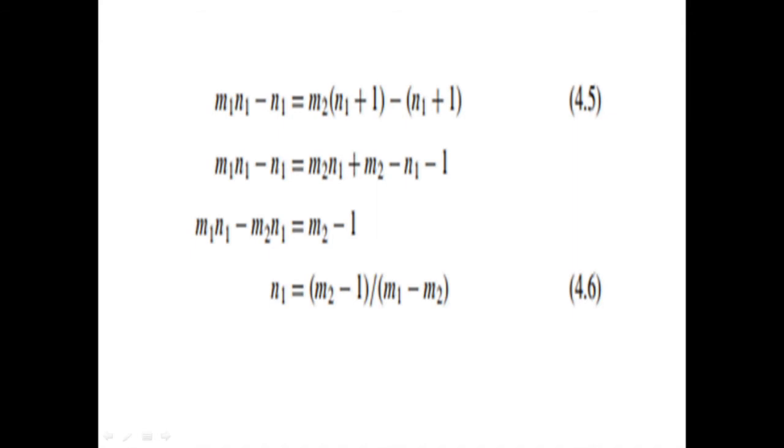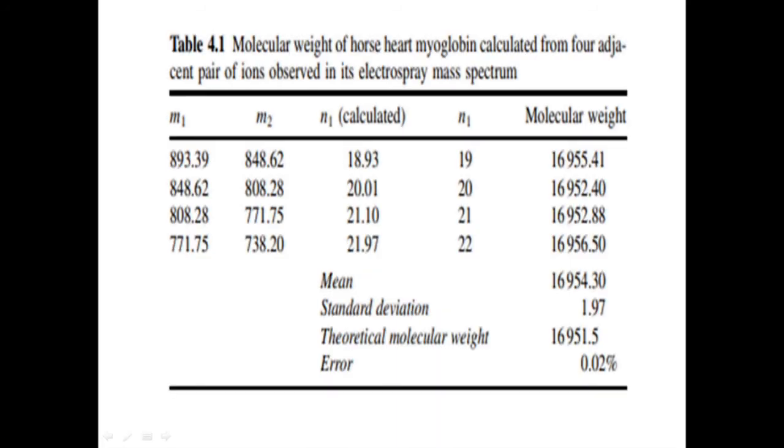Here in table 4.1, molecular weight of horse heart myoglobin calculated from 4 adjacent pairs of ions observed in its electrospray mass spectrum: m1, m2, n1, calculated n1 and molecular weight. This is 1, 2, 3, 4 adjacent pairs.